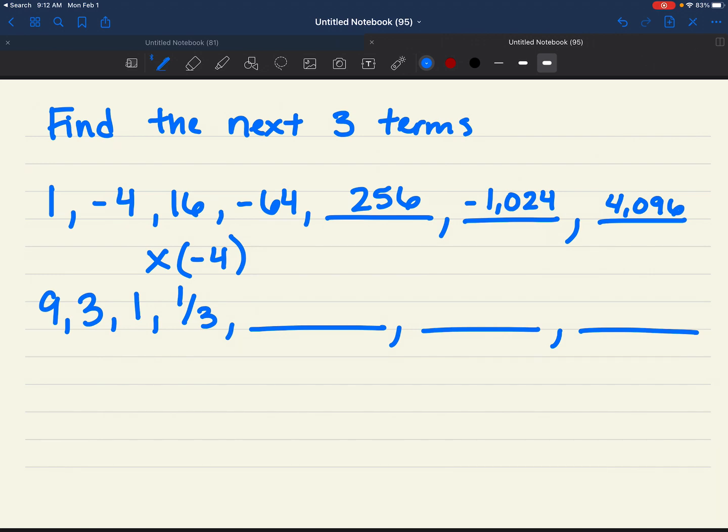Okay, cool. All right, somebody else want to take this one? 9, 3, 1, 1/3. 1/6 will be the next one. Wait, no, 1/9, because we're multiplying by what? 1/3. So we would get 1/9, 1/27, and 1/81.